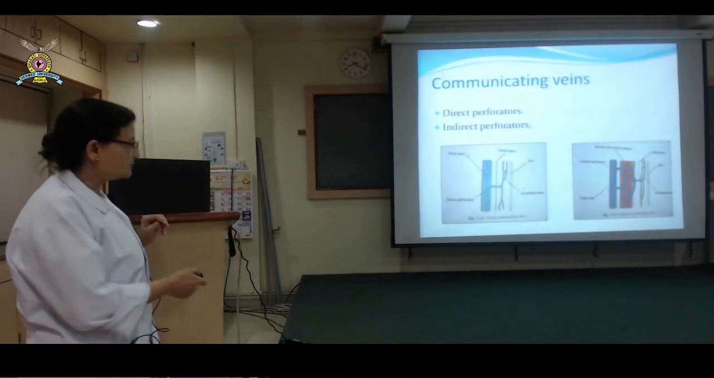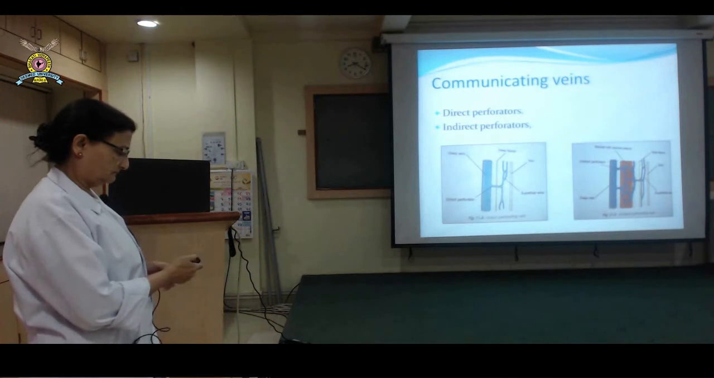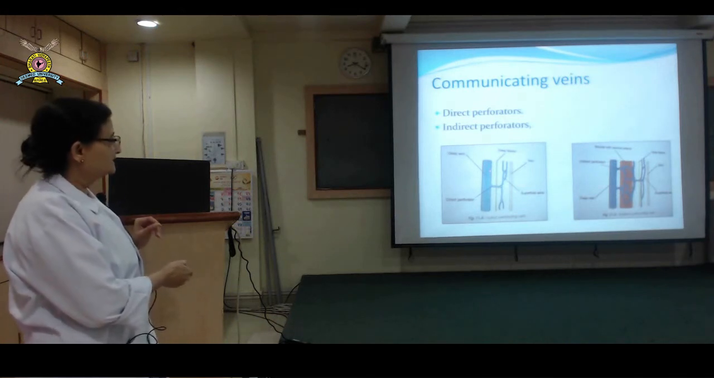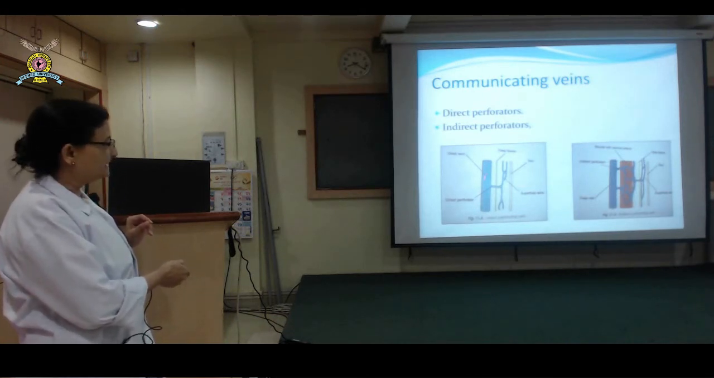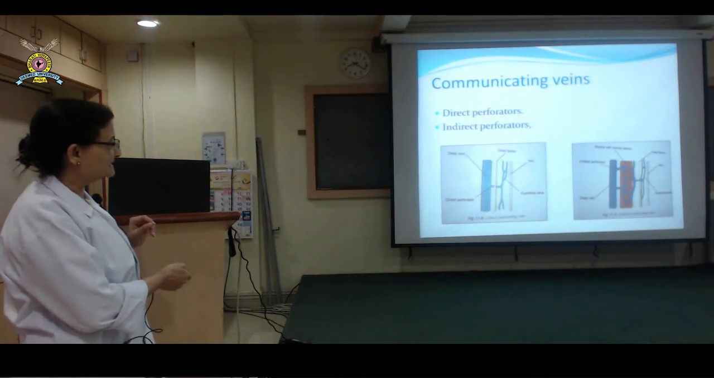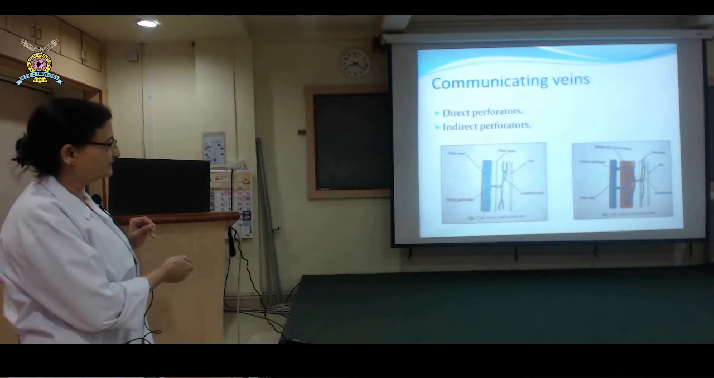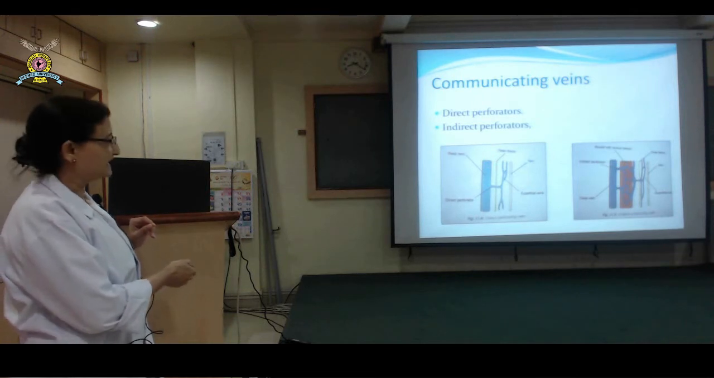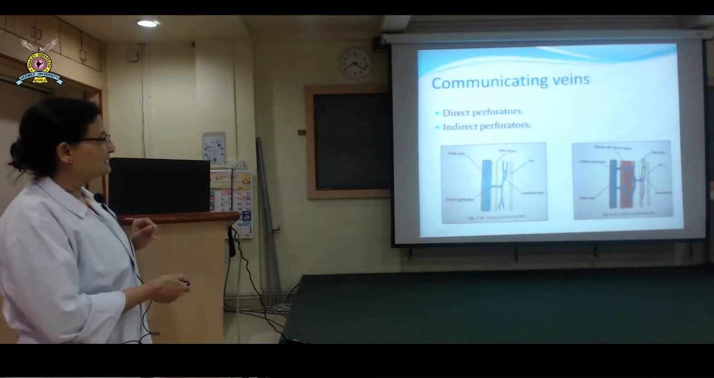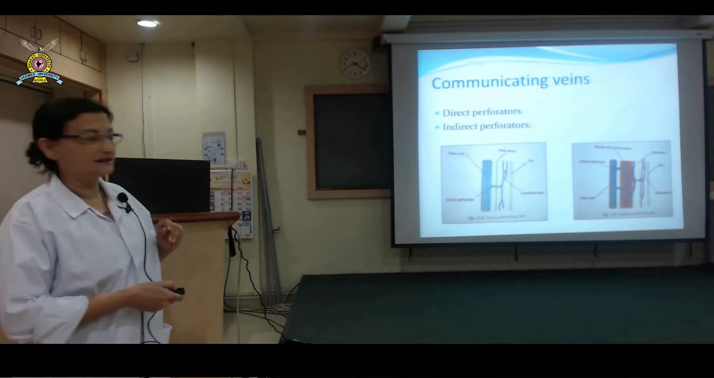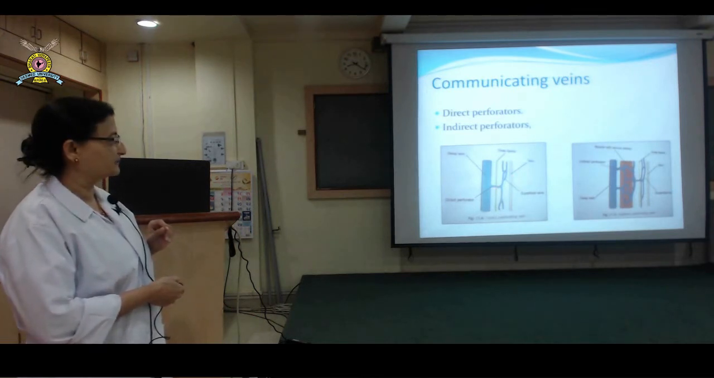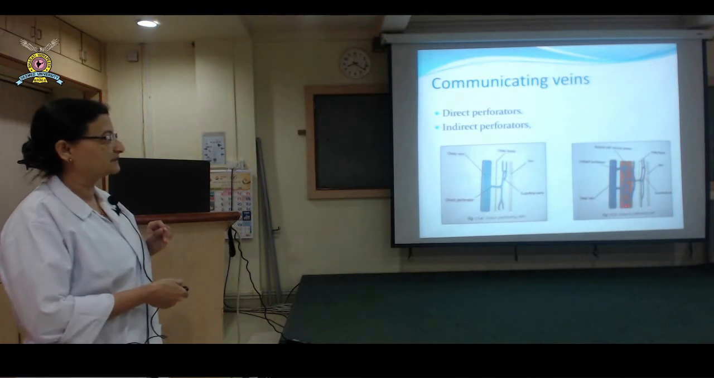Okay? So you have to be aware of this, and there is something called a communicating vein. So if you see here, this is the deep vein. This is the deep fascia, and these are the superficial veins. So skin, superficial vein, there is a communicating vein and the deep vein. See the difference in the caliber also. There are two types of communicating veins. So this is a direct perforator or a direct communicating vein, and this is the indirect perforator.